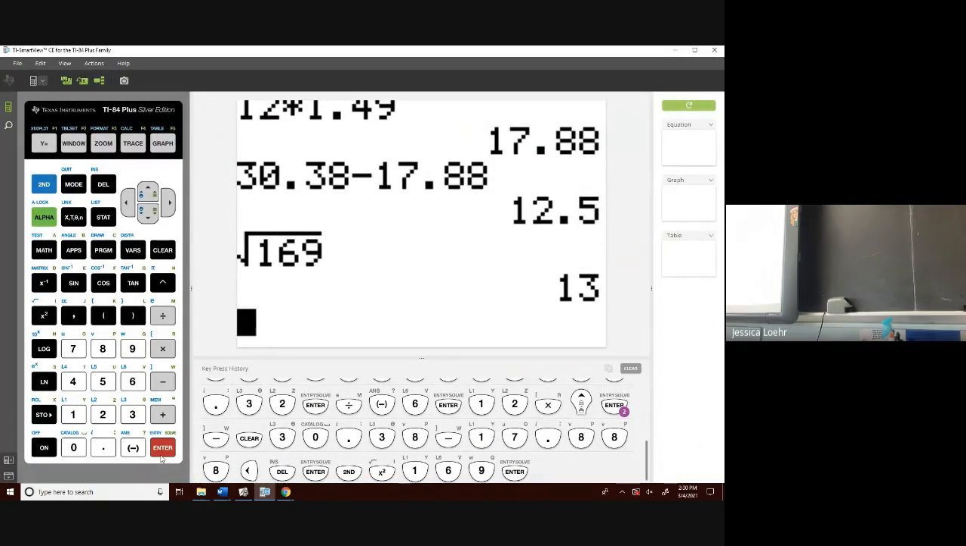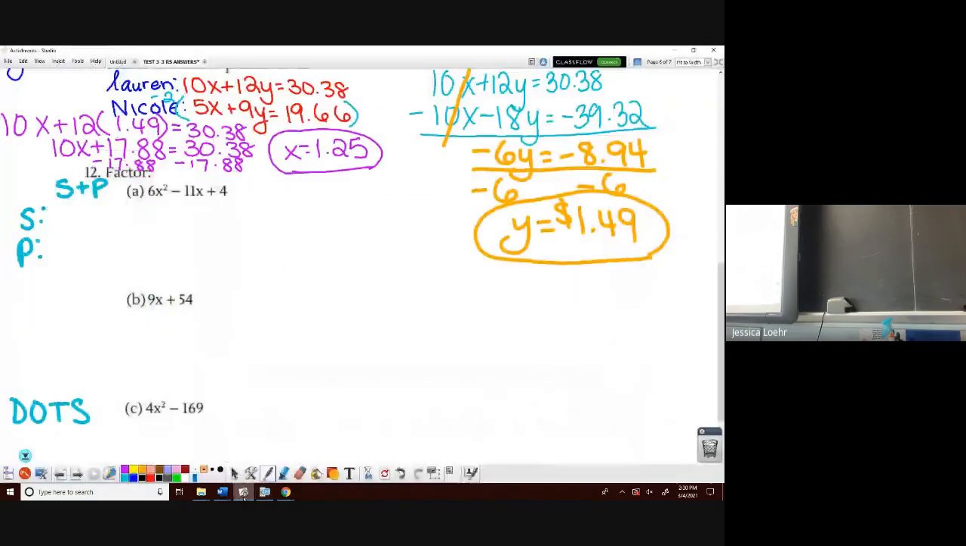I gave my kids a Post-it and I let them write the first 15 perfect squares on it because I know you guys aren't really familiar with that. It will come with time. When you do higher level math, you'll know them. But for now, just recognizing them, I don't really care so much about them memorizing them. That's why I'm just giving them the Post-it.